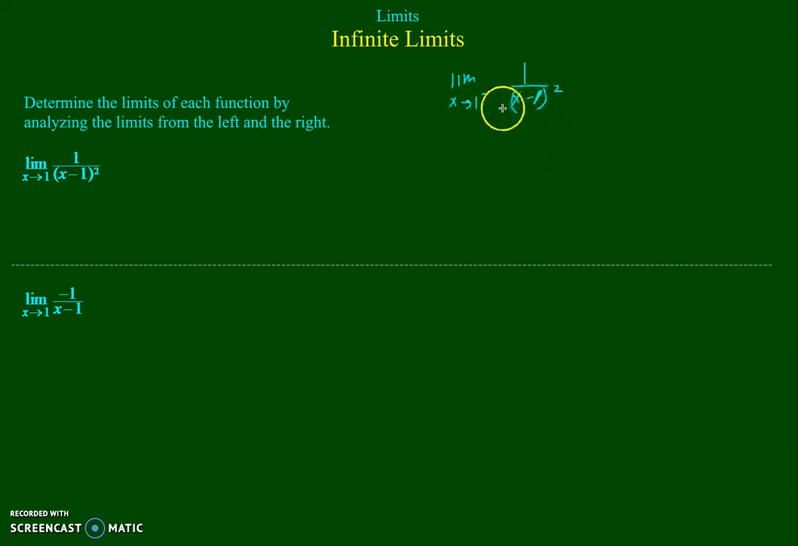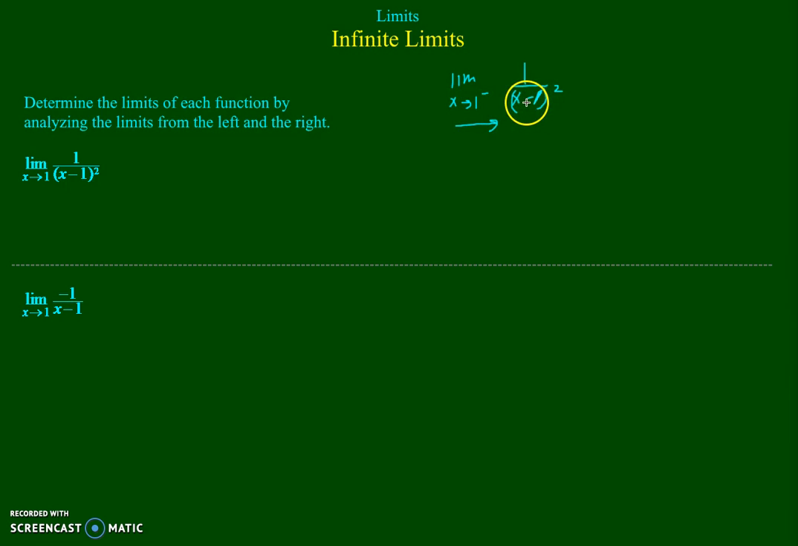So what's happening as we approach x equals 1 from the left? That means coming at it from this side. That means x is going to be less than 1. So some number less than 1, minus 1, is going to be a negative value. And if we take that negative value and square it, it's going to become positive. So this number is always going to be positive on the left-hand side.